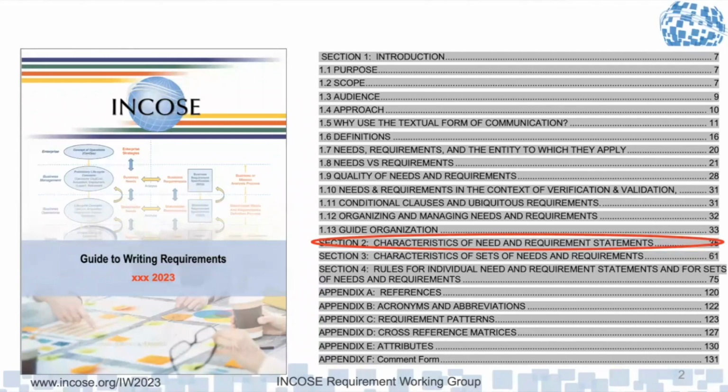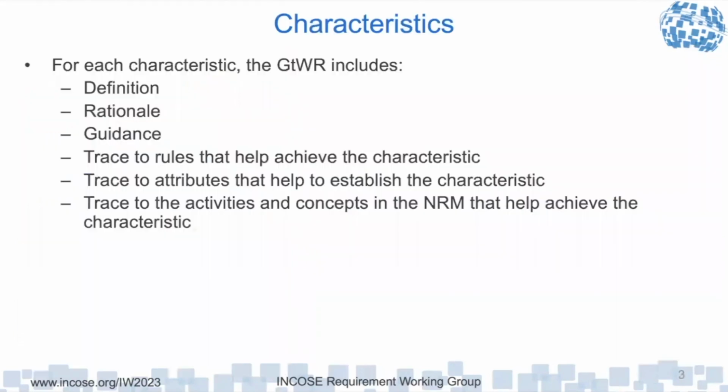In this guide, we're focusing on the textual form of requirements. If you want to use another form, then at least you would expect that form to have the same characteristics that we're going to talk about here. And there are reasons for each characteristic. So for each characteristic, the way the Guide to Requirements is written, we have a definition of what we mean by the characteristic, and a rationale for why that characteristic is needed. Then we provide some guidance to help you meet that characteristic. Then we have a trace to the rules in section 4, rules that help achieve that characteristic.